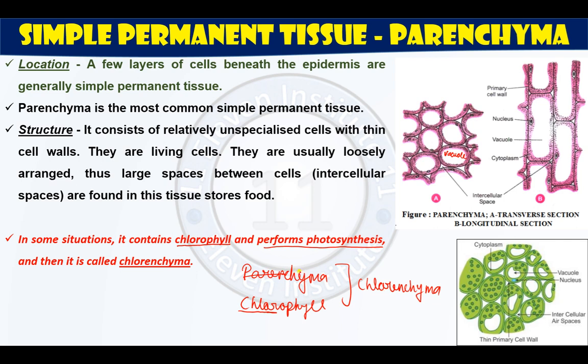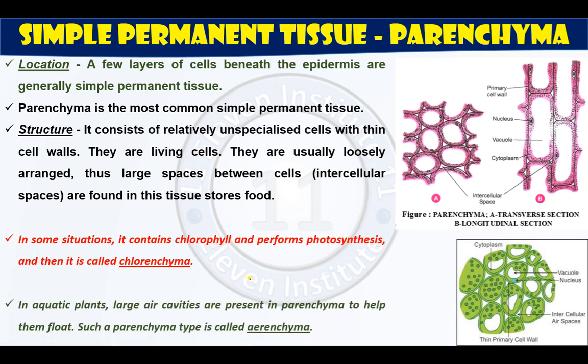The parenchyma which has chlorophyll is known as chlorenchyma, and now as it is having chlorophyll, it can perform a special function. What is that special function? That is photosynthesis. See, they were unspecialized. They did not have anything inside them. But if they store chlorophyll, then they can perform photosynthesis, and hence they are now known as chlorenchyma. I hope this is clear to you.